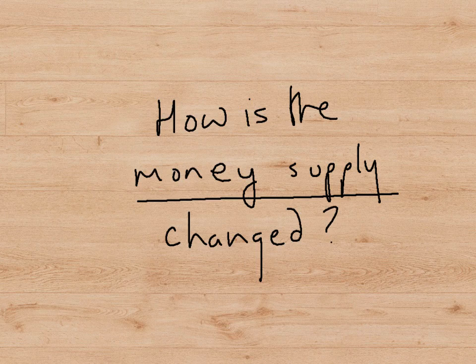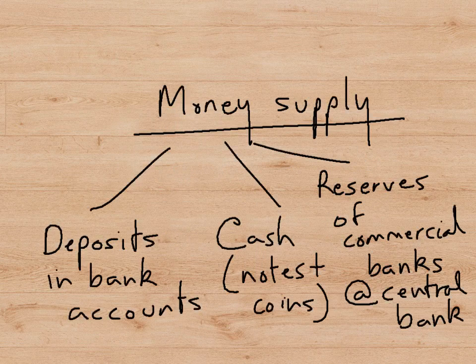What do we mean by the supply of money in the economy? Well, money and the amount of money in the economy can be understood in three different categories. So what we call money is firstly deposits in people's bank accounts. These are just numbers on a screen. The second part of money is cash in people's pockets. That's notes and coins.